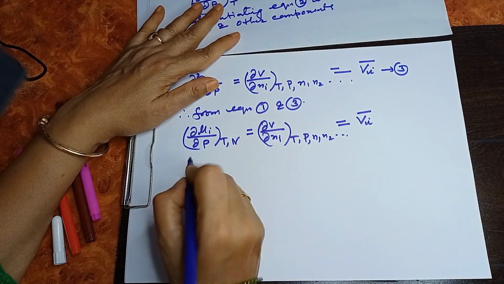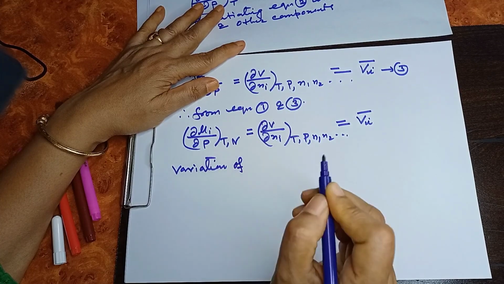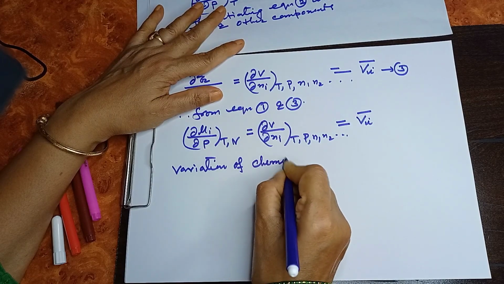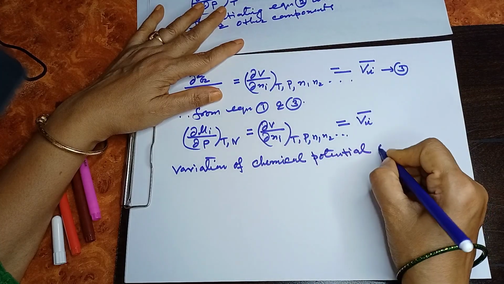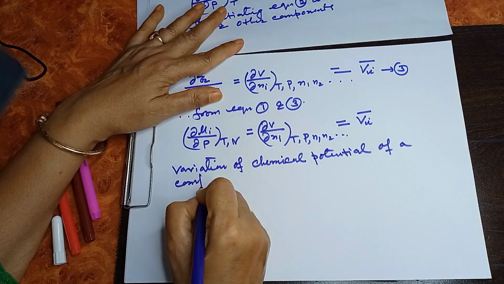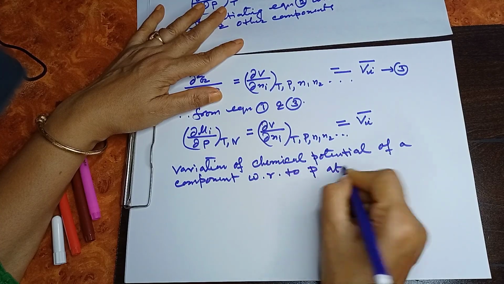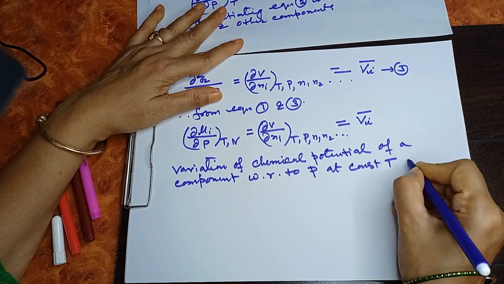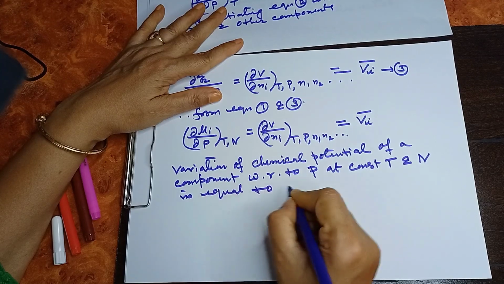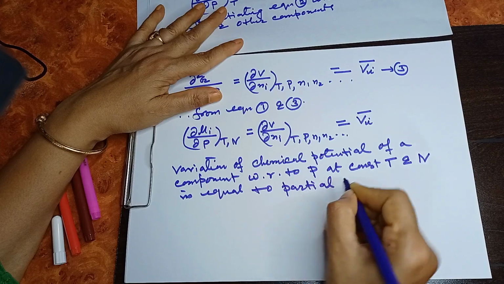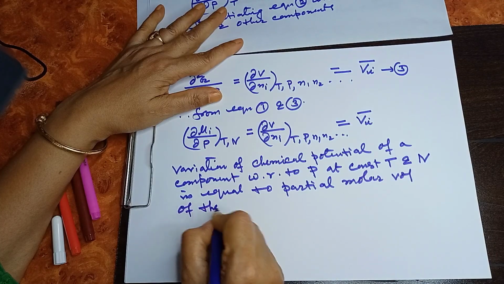So the conclusion is that the variation of chemical potential of a component with respect to pressure at constant temperature and composition is equal to the partial molar volume of the component.